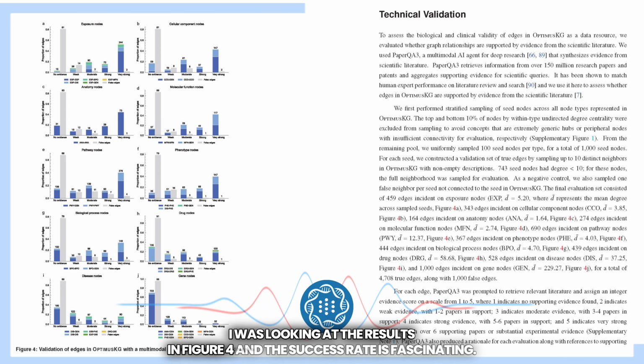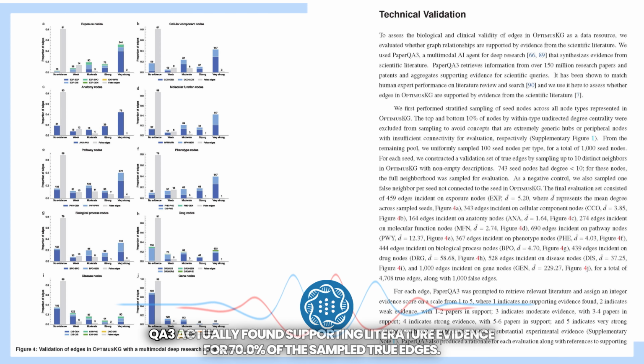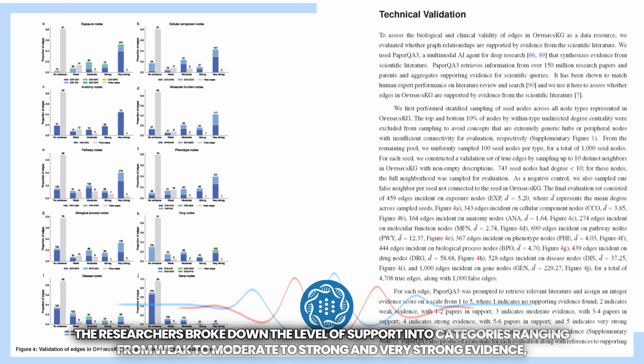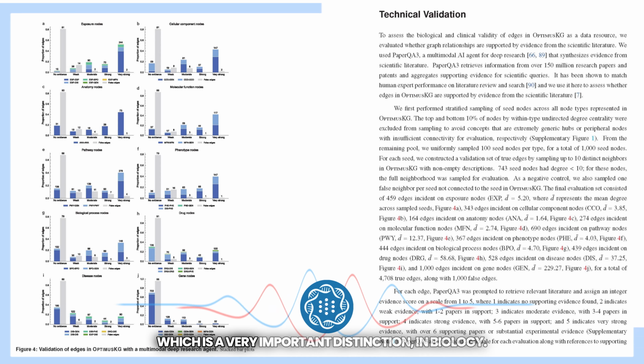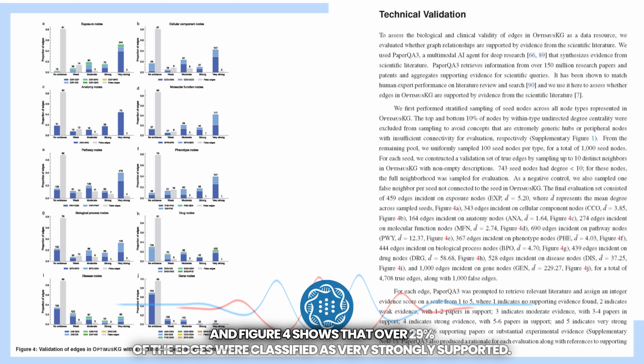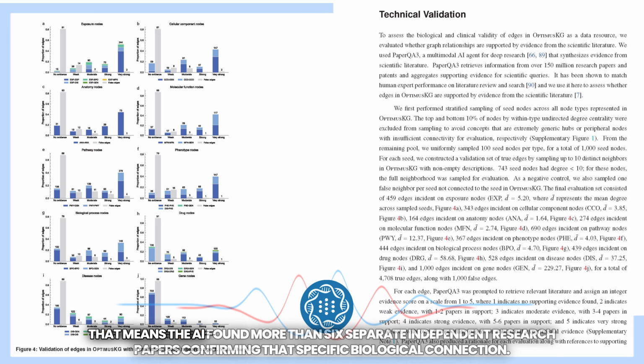I was looking at the results in Figure 4, and the success rate is fascinating. iKGJ actually found supporting literature evidence for 70.0% of the sampled true edges. And it wasn't just a binary yes or no verification either. The researchers broke down the level of support into categories, ranging from weak to moderate to strong and very strong evidence. Which is a very important distinction. Yeah. In biology, one paper claiming a connection isn't always enough to establish a consensus. Right. And Figure 4 shows that over 29% of the edges were classified as very strongly supported. That means the AI found more than 6 separate independent research papers confirming that specific biological connection.